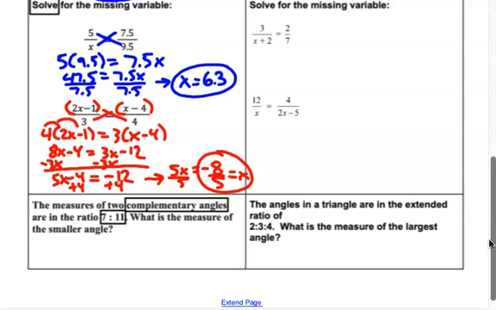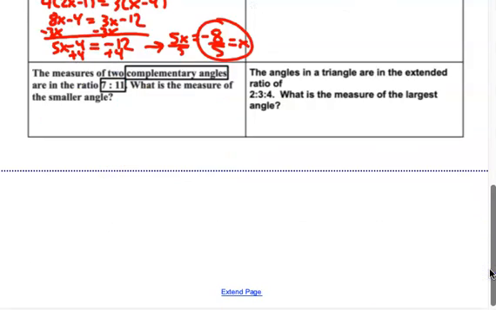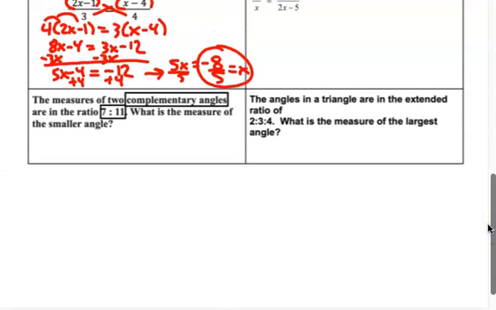Last one on the front here for the left-hand side of the page: the measures of two complementary angles, which means they add to 90, are in the ratio of 7 to 11. What is the measure of the smaller angle? Remember, we add x's to these ratios. So our ratio is 7x to 11x. Remember, we're going to plug it into the smaller one after.